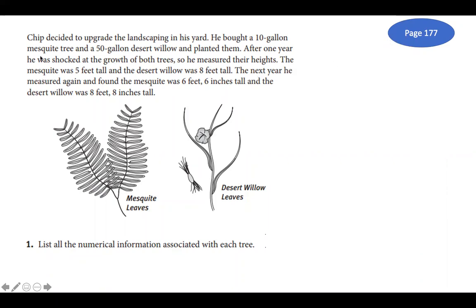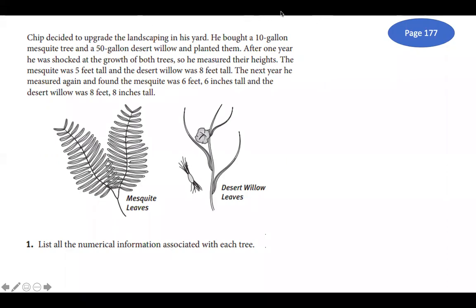Okay, so Chip decided to upgrade the landscaping in his yard. He bought a 10-gallon mesquite tree and a 50-gallon desert willow and planted them. After 1 year, he was shocked at the growth of both trees, so he measured their heights. The mesquite tree was 5 feet tall and the desert willow was 8 feet tall. The next year, he measured again and found the mesquite tree was 6 feet 6 inches tall and the desert willow was 8 feet 8 inches tall. So the first thing they'd like us to do is list all the numerical information associated with each tree.